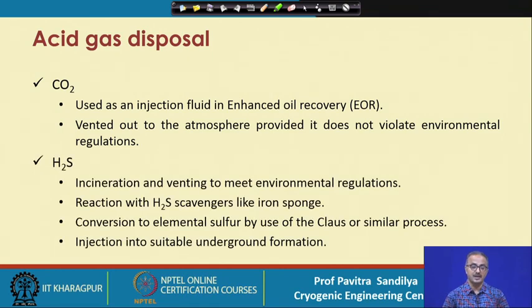Then similarly for H2S gas, we have incineration, that is burning and venting to meet the environmental regulations, or we can react it with H2S scavengers, like iron sponge, which can react with the H2S, and we shall be learning more about them later. Then we have the conversion to elemental sulfur by use of the Claus process, and then we can inject these sulfur compounds in some underground formation.